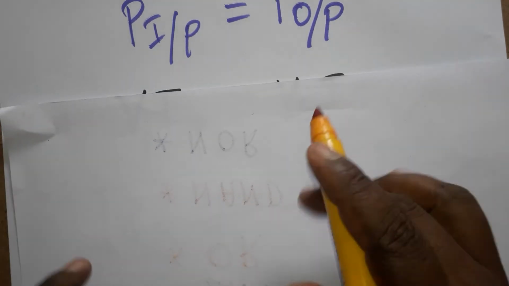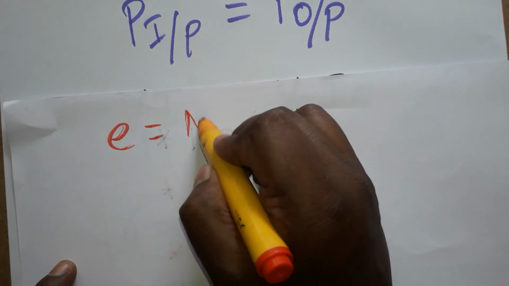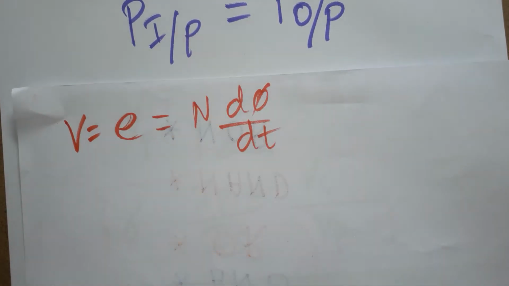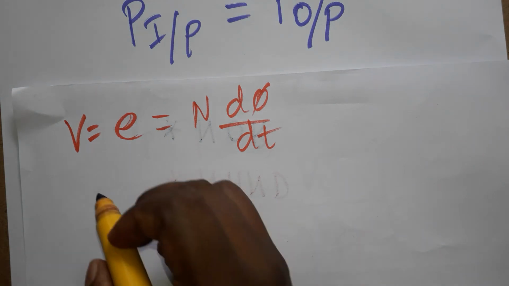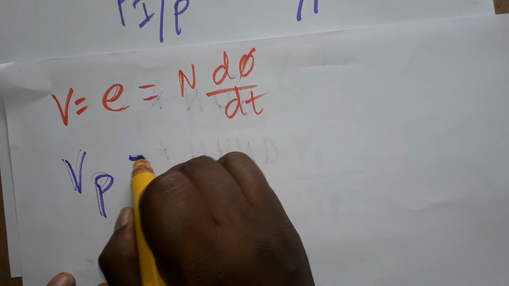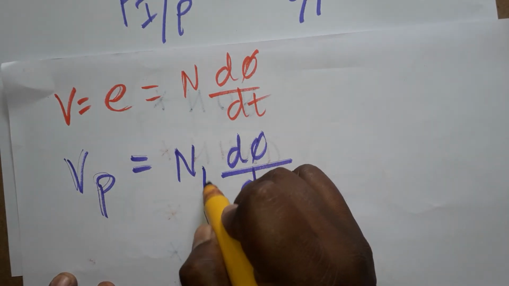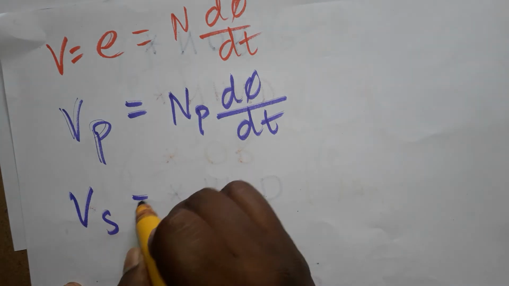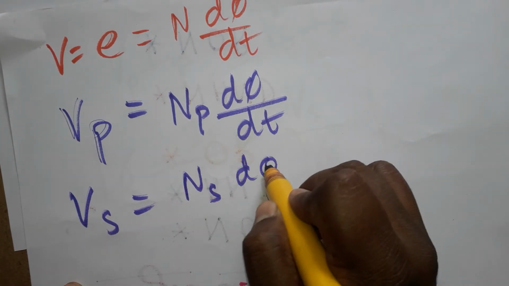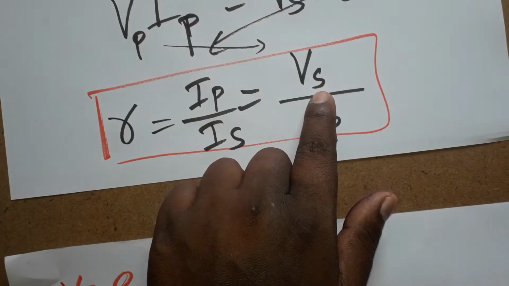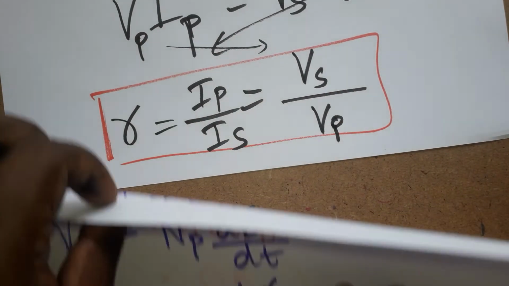According to Faraday's law, E is equal to N times d phi by dt. Otherwise, voltage is equal to the number of turns times the changing flux. So the voltage in the primary is Np d phi by dt, with Np the number of turns in the primary, and the voltage in the secondary is Ns d phi by dt. So we have the ratio formula: voltage in secondary divided by voltage in primary.